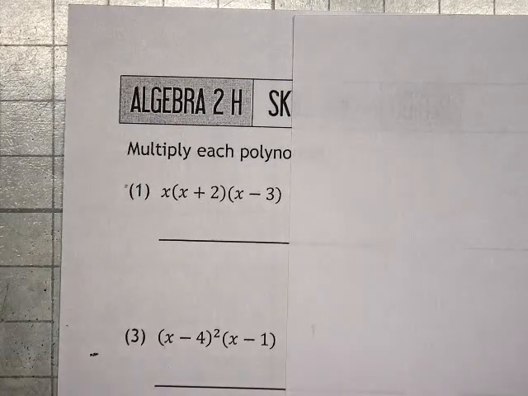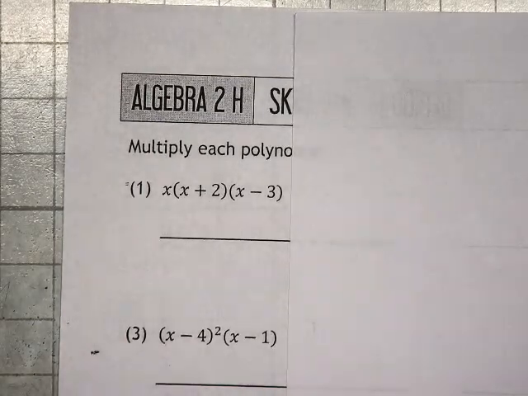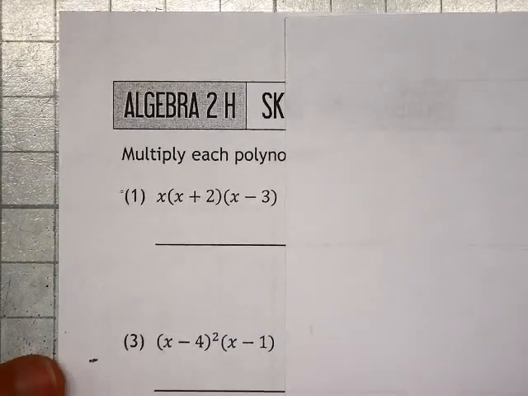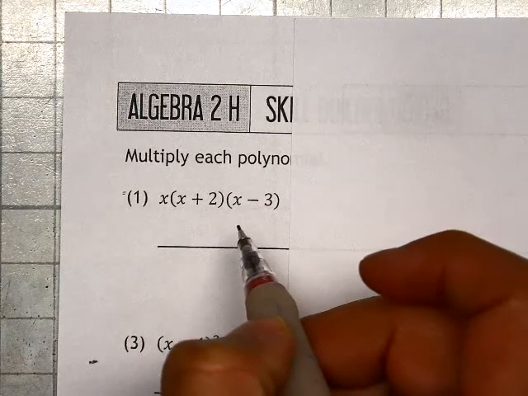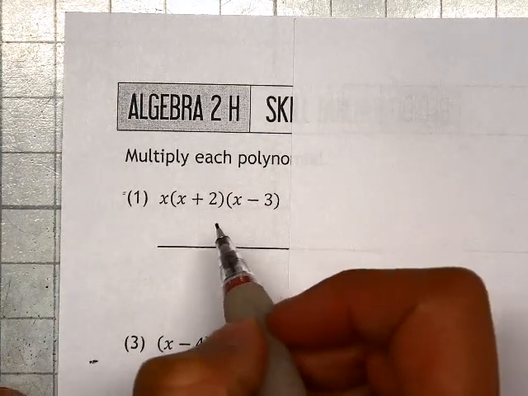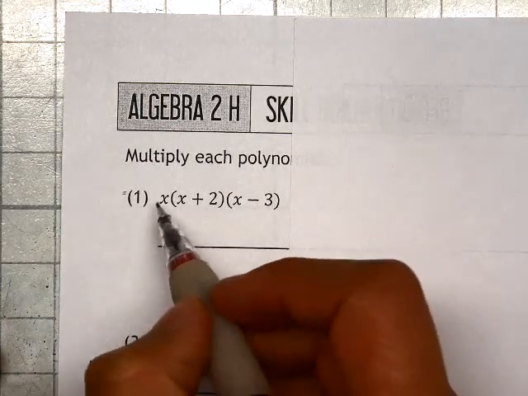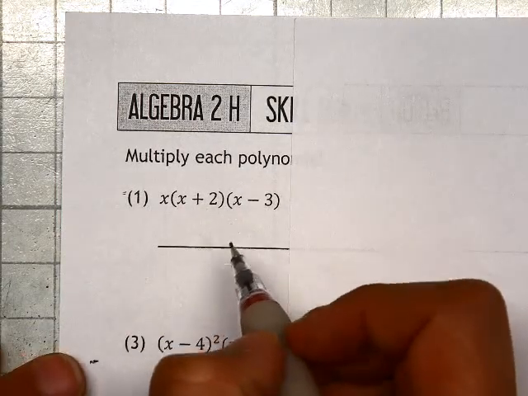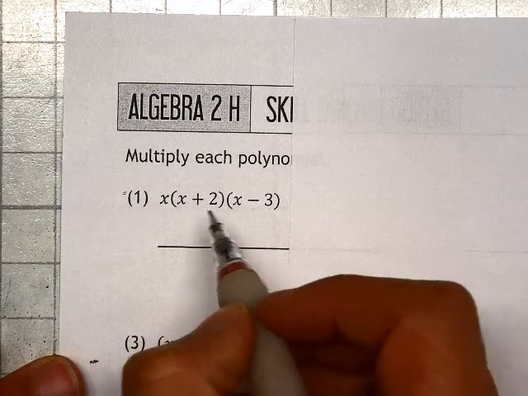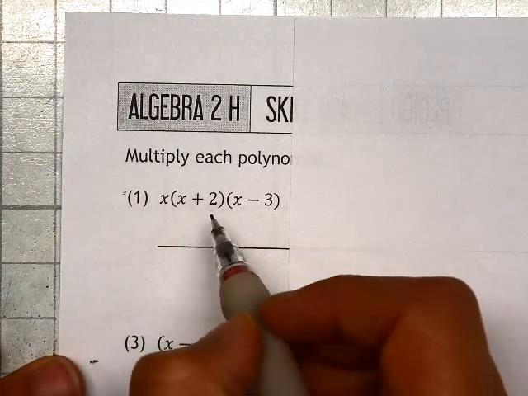For question number 1 on the Skill Builder 3.1, it's asking us to multiply each of these polynomials. Question number 1 features a polynomial that has several different factors. So what we need to do is to look at how to work with each of the factors in order to use the distributive property, which is usually the easiest way to work with multiplication.